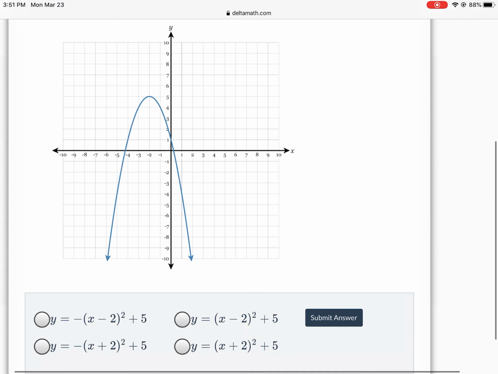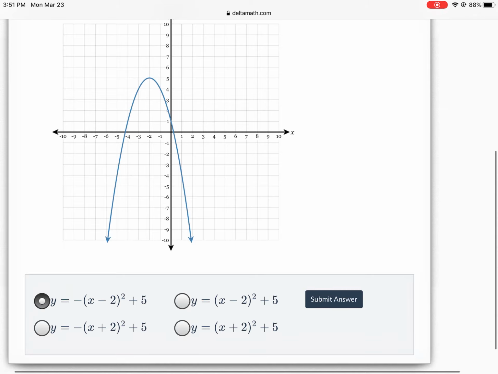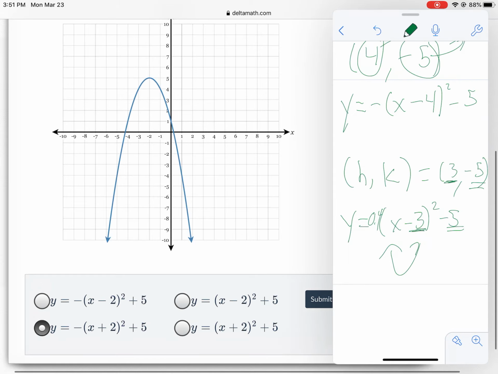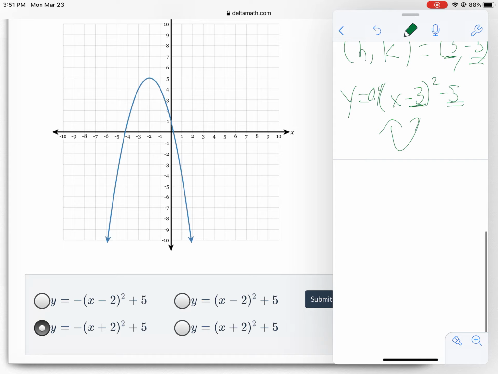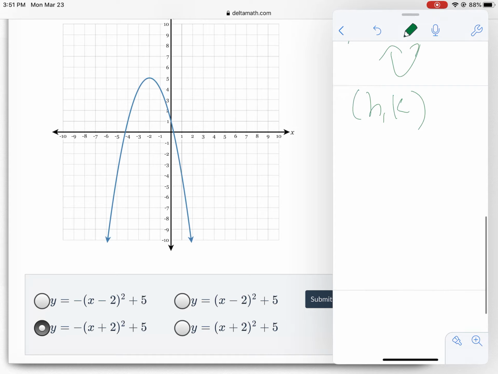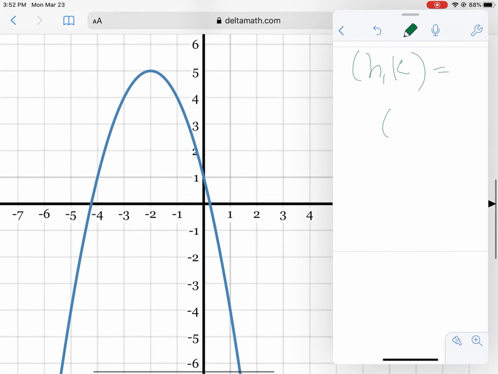Okay, we have a downwards parabola, so we need a negative sign in front. It's going to be one of these two on the left. Let's identify our vertex. We have h comma k, and that's going to be, looks like, negative 2 and positive 5. So our form is y equals some number a times x minus h, so that's going to be minus negative 2, which turns into plus 2 squared plus 5.